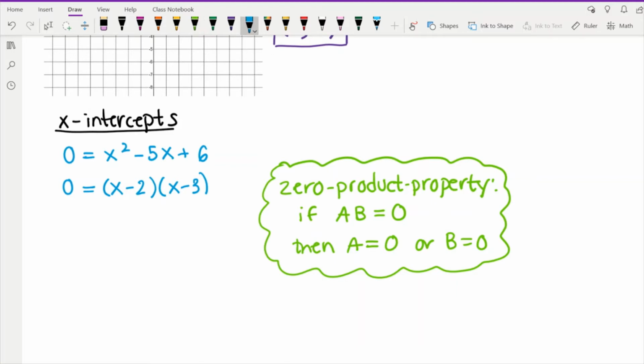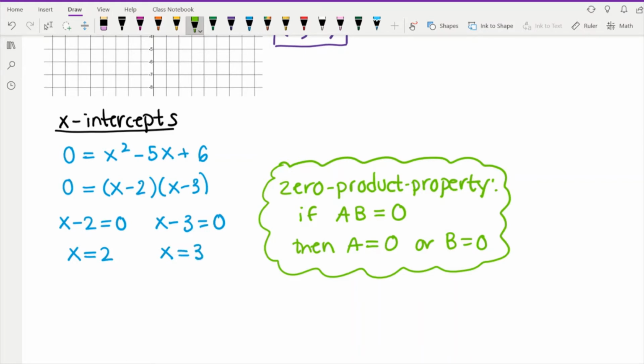And so what does that tell us here? Well, this is our A and this is our B, right? These are two different numbers, x minus 2 and x minus 3. Each of those is a number. And so that tells us that either x minus 2 is equal to 0 or x minus 3 is equal to 0. And that tells us x is equal to 2 and x is equal to 3.